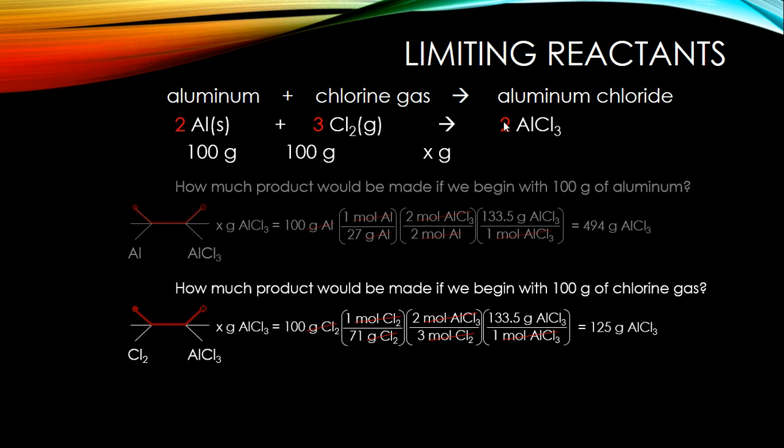All right, so when we're looking at this, if I start with 100 grams of this, and assuming this is the limiting reactant, we would get 125 grams of aluminum chloride. Whereas if we start with 100 grams of this, it would get 494. So this tells me that Cl2, or chlorine gas, is my limiting reactant, because when I put 100 grams of this and 100 grams of this to react, this is the one that limits how much I'm going to make. All right, so that's a long way to figure out what the limiting reactant is.